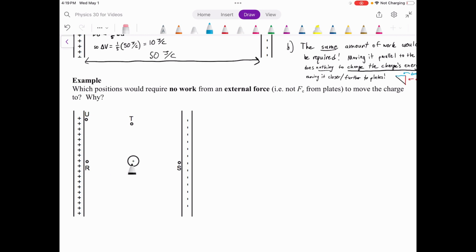Well, definitely it's a positive charge. So we would need to reach our hand in and we would actually need to apply a force and do work to move it to R, right?